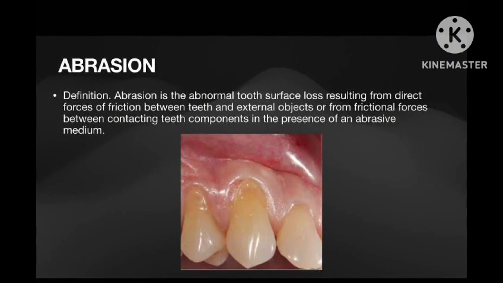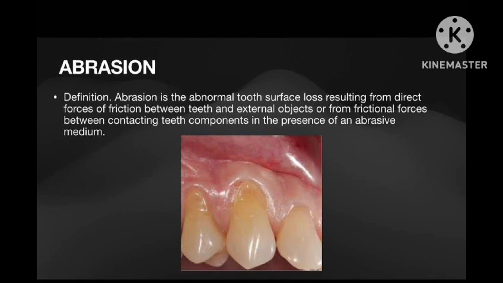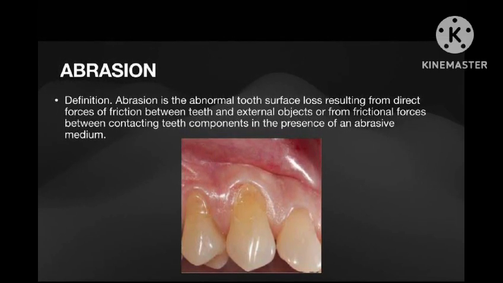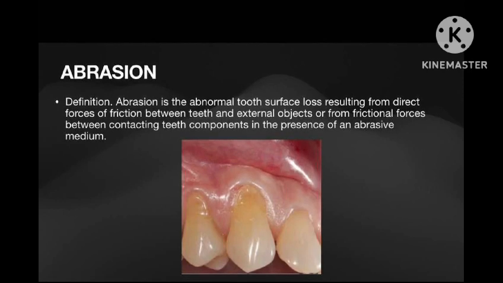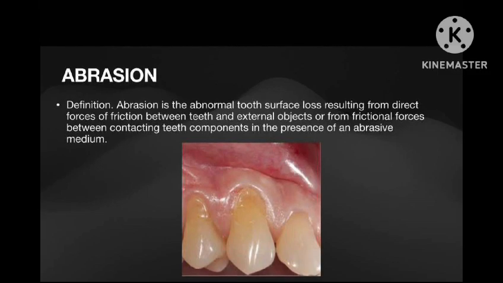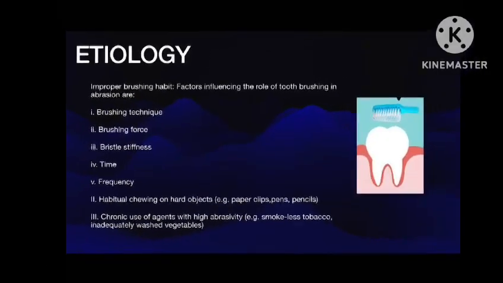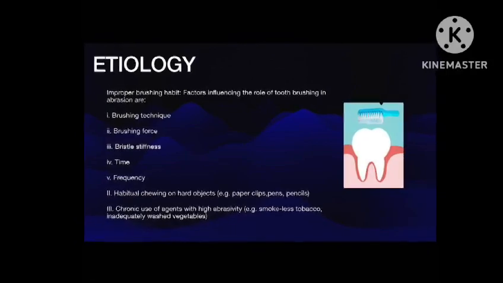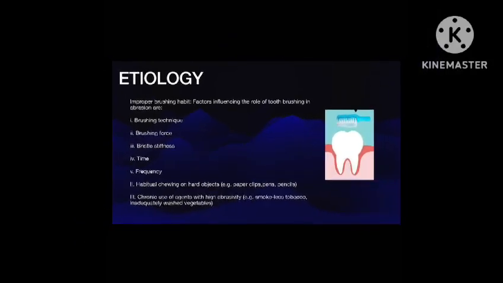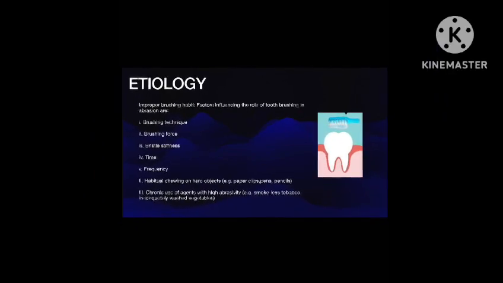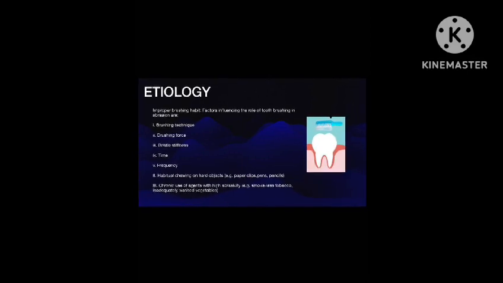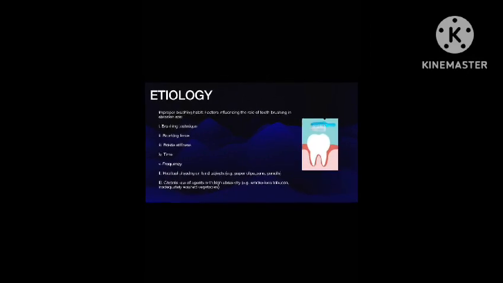Abrasion is defined as abnormal tooth surface loss resulting from direct forces of friction between teeth and external objects, or frictional forces between contacting tooth components in the presence of an abrasive medium. Important etiology of abrasion includes brushing technique, brushing force, bristle stiffness, time, frequency, and habitual chewing on hard objects, and chronic use of agents with high abrasivity like smokeless tobacco and inadequately washed vegetables.